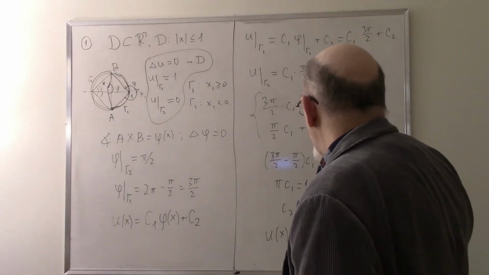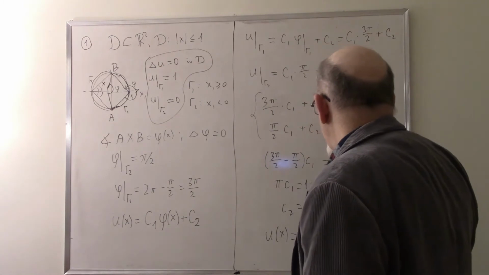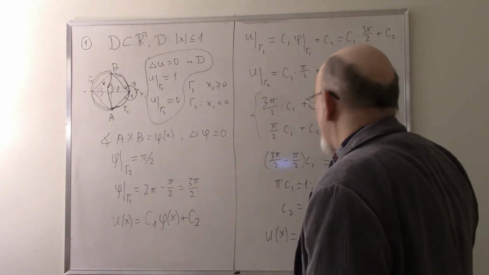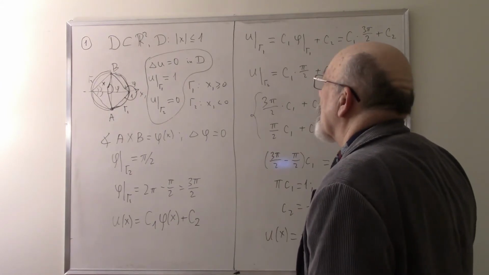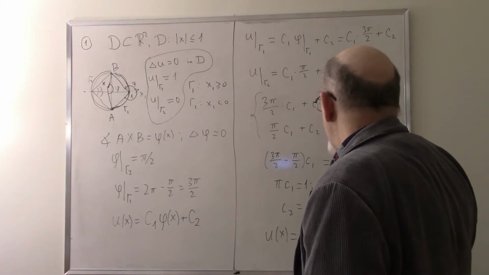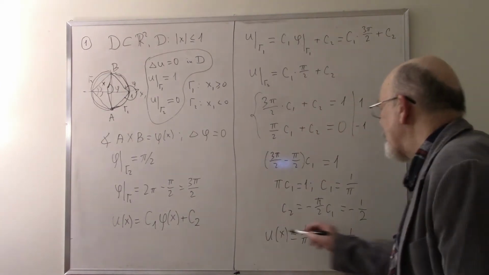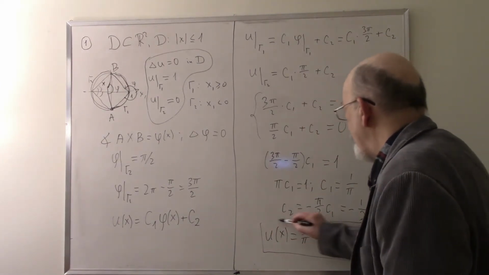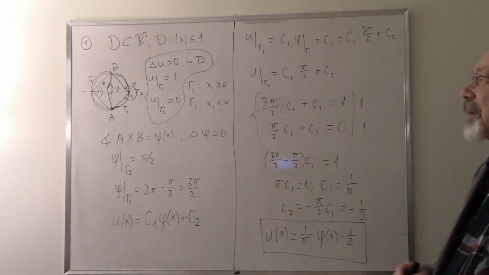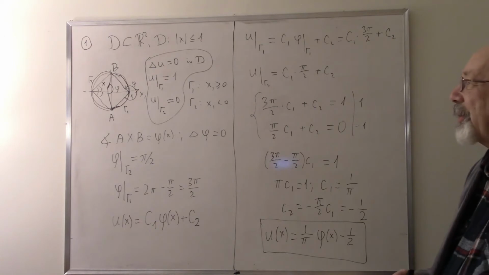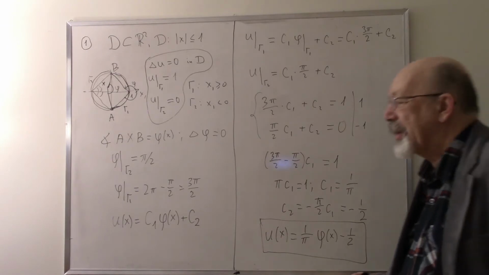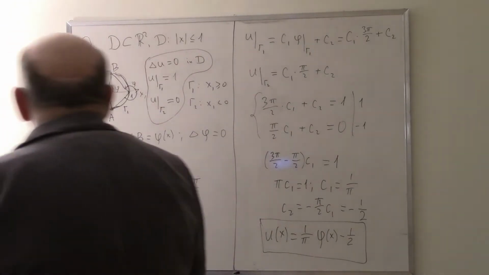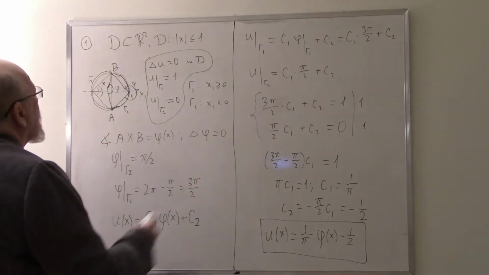Let us check it. On gamma 1, phi of x equals 3 pi over 2, so u is 1. On gamma 2, it is pi over 2 times 1 over pi, 1/2, minus a half, so 0. Yes, it is correct. So this is the solution. Now what remains is to find this function phi. We have to somehow express it. I think we did it already, but let us do it again.